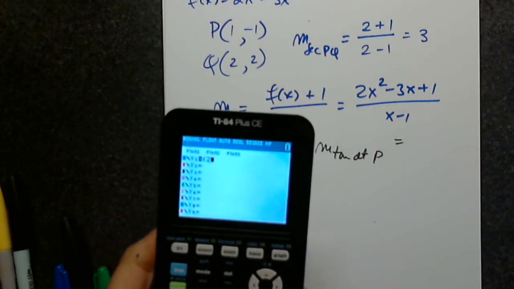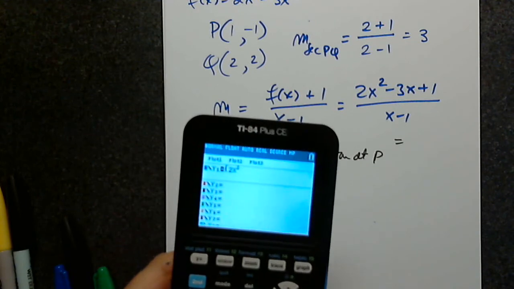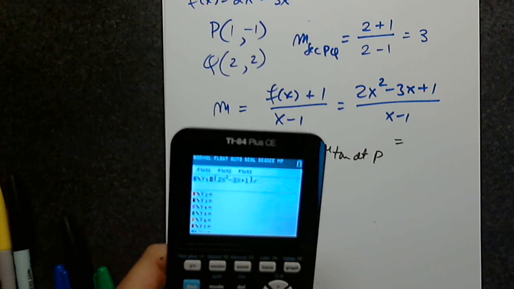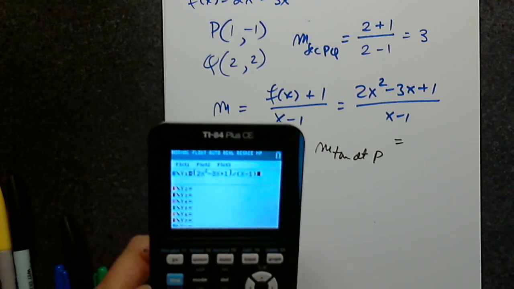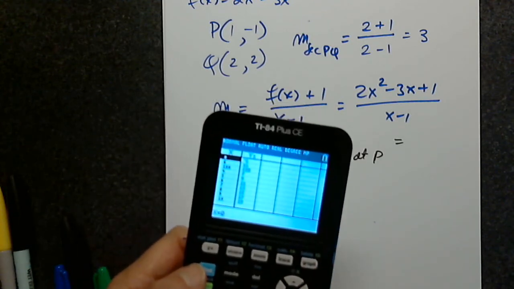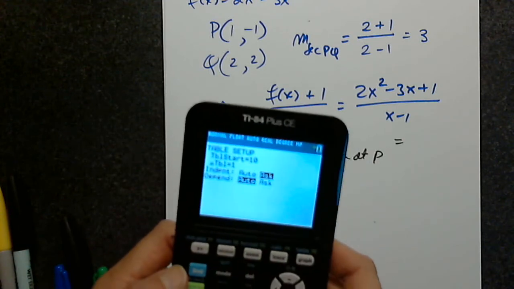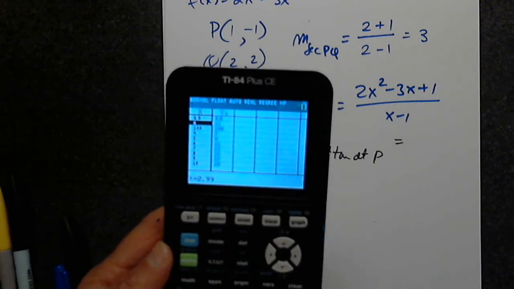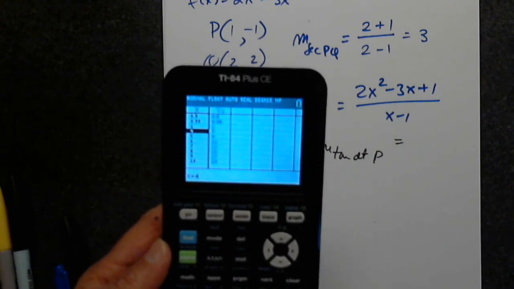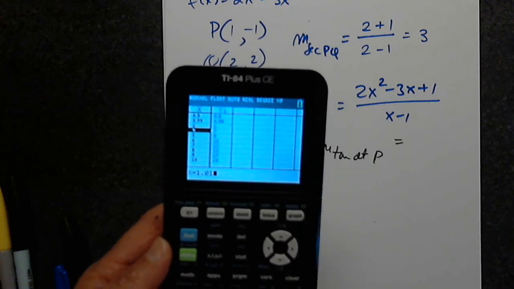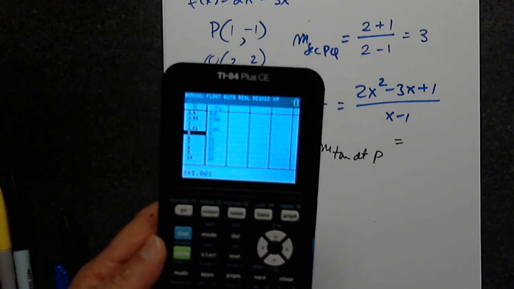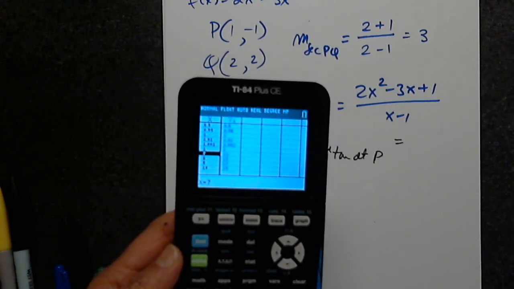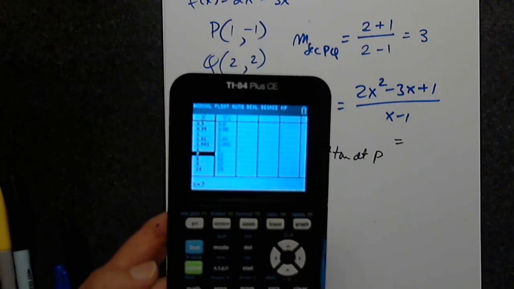So we had (2x² - 3x + 1) divided by (x - 1). I go to second and table. Okay, second and table. And I have 1.9, I have 1.99, I have 1.99999. I want 1.01, 1.001, 1.0000001. So the slope of the tangent line is 1.